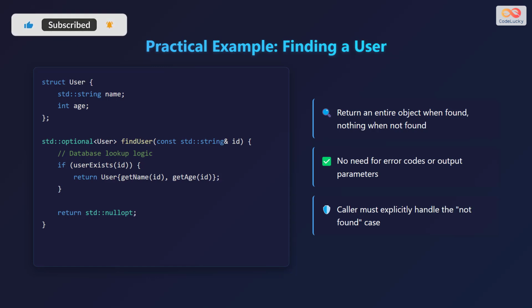On the right, some advantages are explained. Number 1. You can return an entire object when found and nothing when not found. Number 2. There is no need for error codes or output parameters. Number 3. The caller must explicitly handle the not found case, promoting safer code.